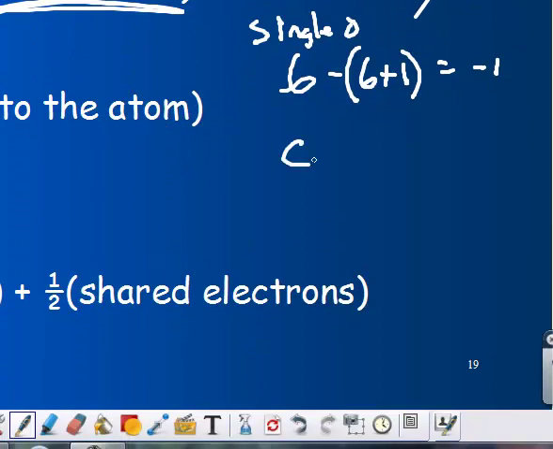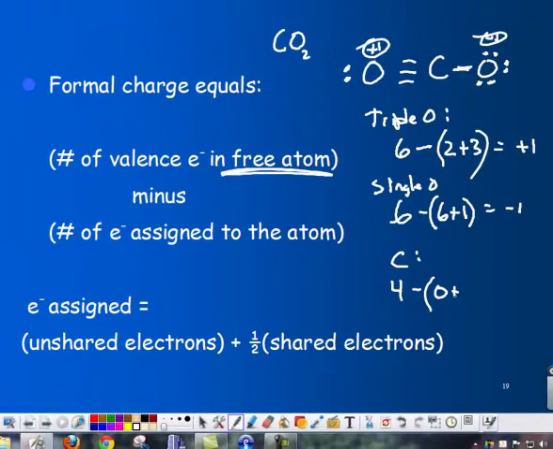But it's good to do it. So carbon in the center, 4, because the free atom, group 14, minus the number of unshared or non-bonded electrons is 0. I don't have any here in my structure. Plus half of the bonded, 2, 4, 6, 8. Half of that is 4. 4 minus 4 is 0, so you can see that it did work out to be 0. So our other structure had a 0, a 0, a 0. This one has a plus 1, a 0, and a minus 1. And again, the one with more zeros is the better of the two structures. So if I had to choose between a double bonded on both sides or a triple and a single, I'm going to go with the double bonded because it had more zeros.